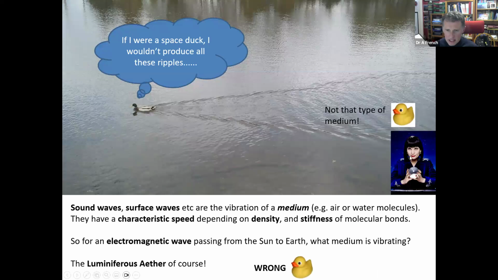Some bad humor time. This is Mystic Meg, not that kind of medium. So here we go. This is Mr. Douglas' idea. Is light like a duck? Does it require a medium? So this is a duck creating a lovely Kelvin wedge of ripples. But for water waves, we need a medium, water. And the depth of water and the surface tension affect the waves. But a space duck producing light, you can imagine such a thing. We don't need a medium.